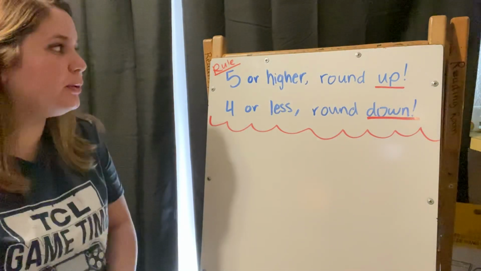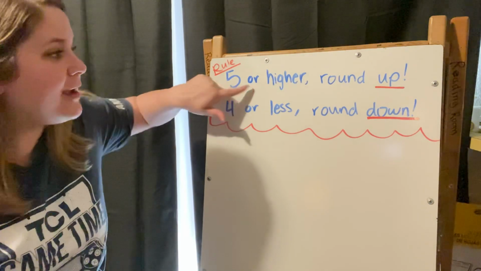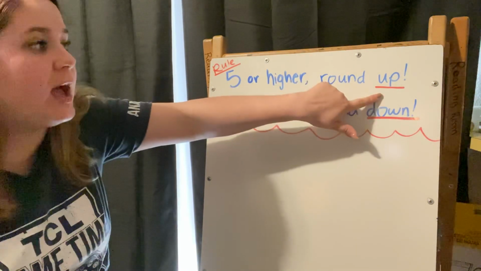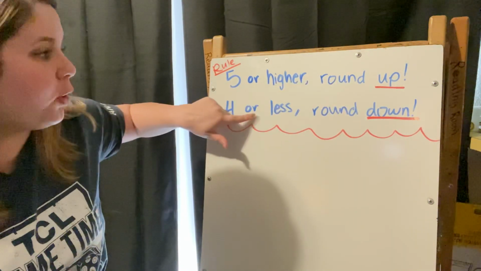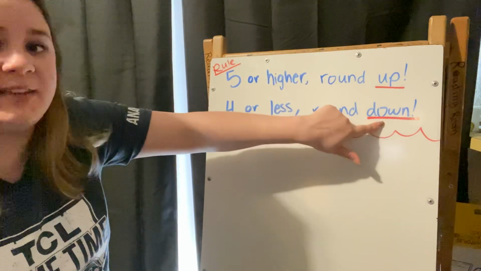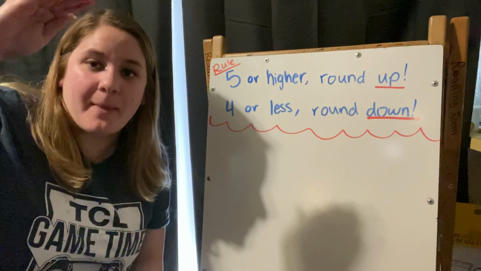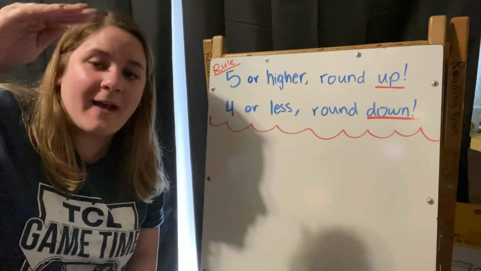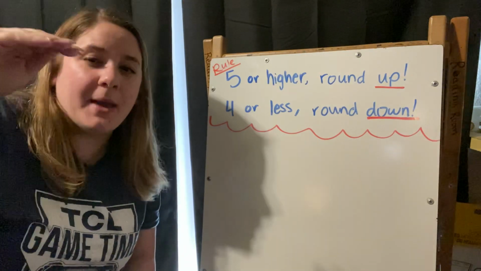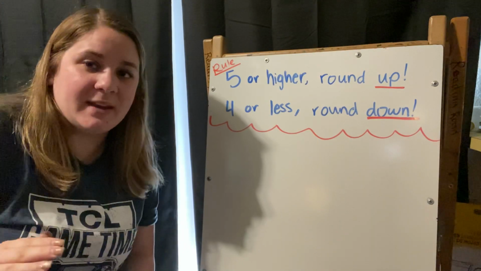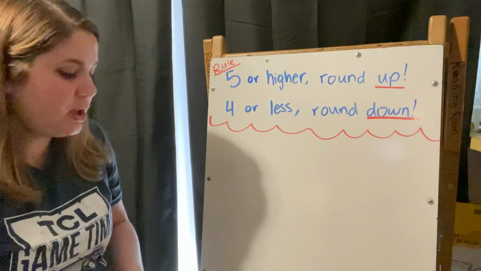So our rule is 5 or higher, round up, 4 or less, round down. So 5 is kind of at that peak, and then anything 5 and up, you're gonna keep going up. 4 or lower, you're just gonna keep going down. So we're gonna try this out.